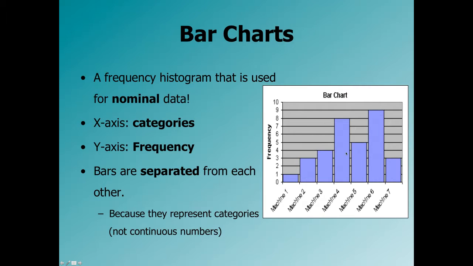We only use bar charts with nominal, maybe sometimes with ordinal types of data, but we're never going to use it with continuous. And can you see why? If your numbers here were continuous, they would be touching each other, so that means this would turn into a histogram and would no longer be a bar chart.